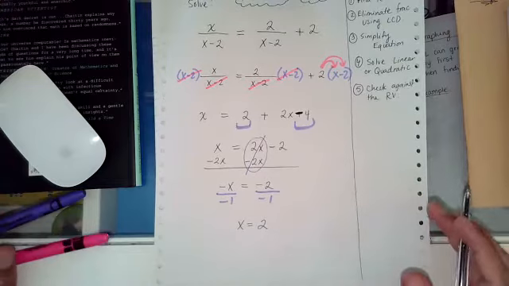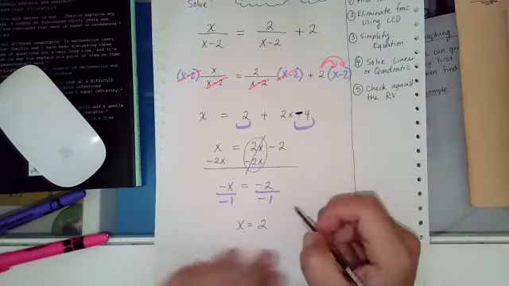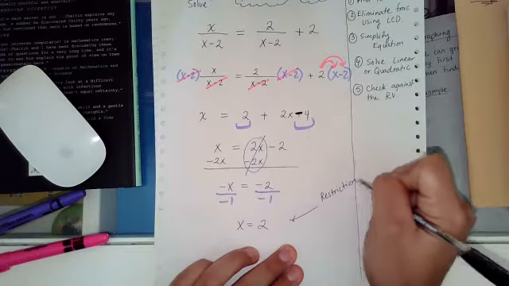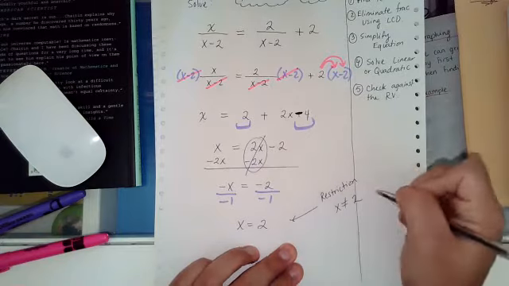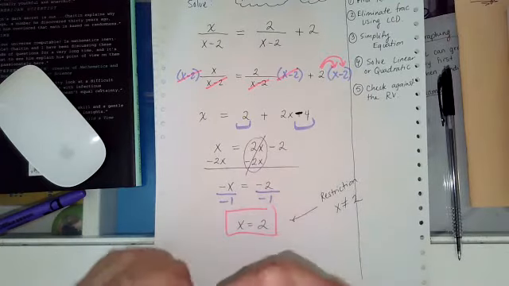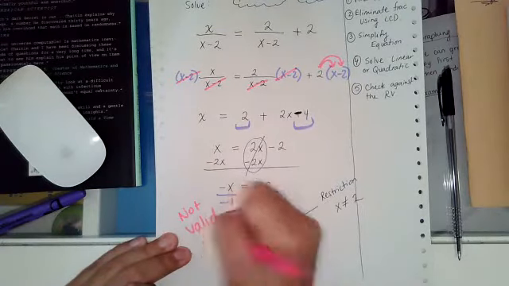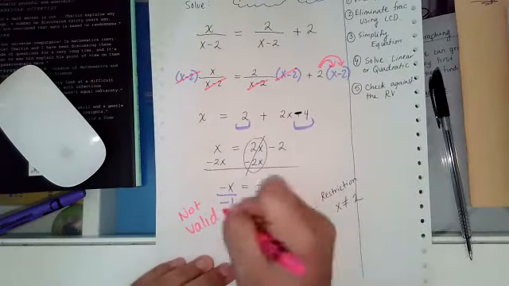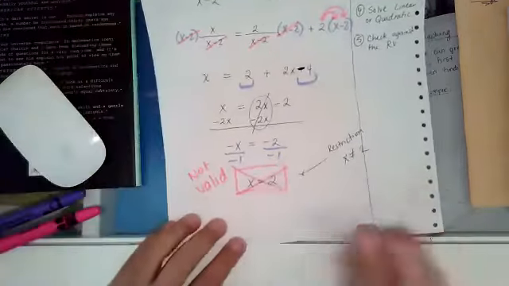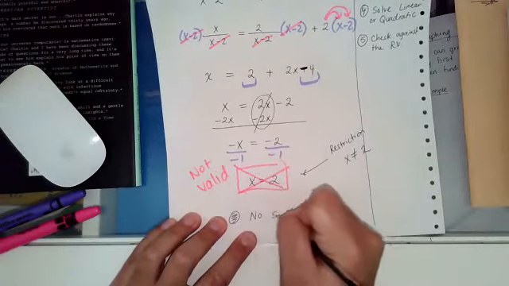But our last step says to check this against the restricted value. At the very beginning of this problem, we said that the restriction for this equation is that x cannot be equal to 2. So this solution is not valid because it's restricted. I need to throw away this solution. What you would select in MyLabs Plus is a little bubble that says no solution.